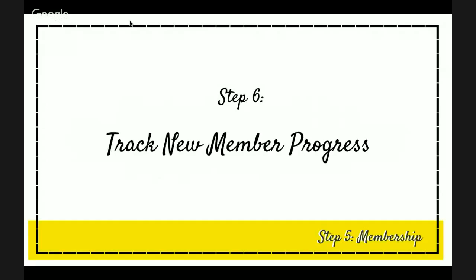Step 6 is track new member progress. And this is so important because what happens is we help members, but then we never track where they're at and come back around and follow up. So what I mean by tracking is, are you checking in on their attendance? So they said they were joining a ministry, but have they actually attended the ministry?